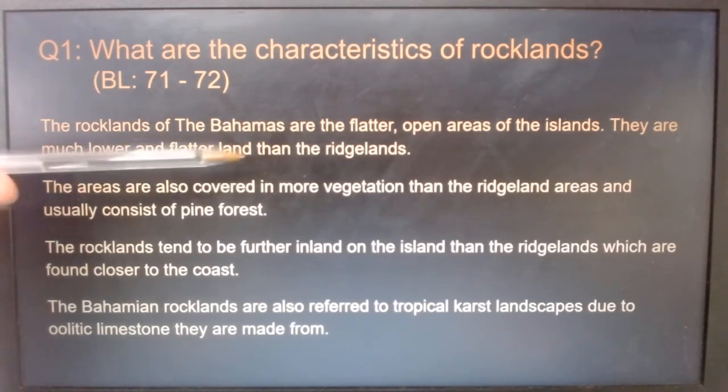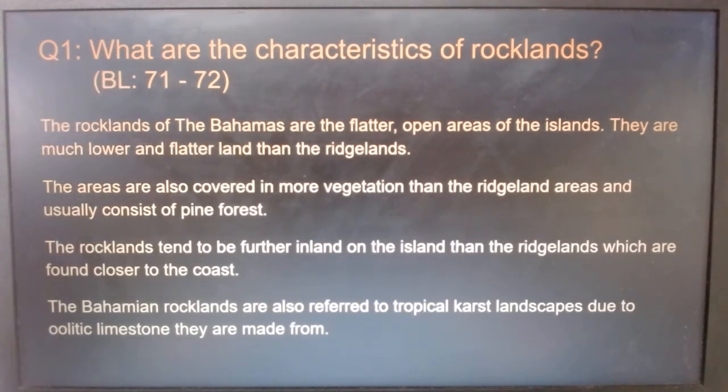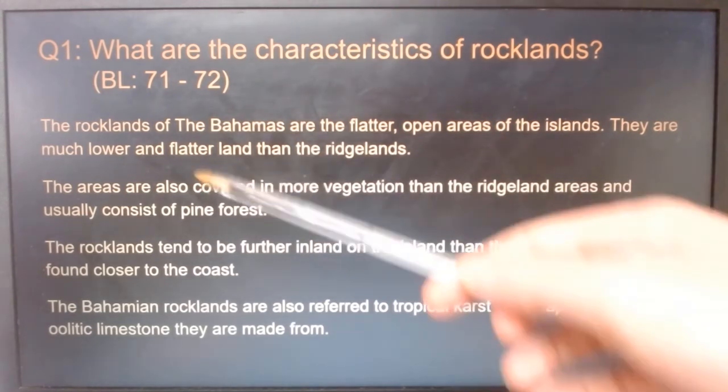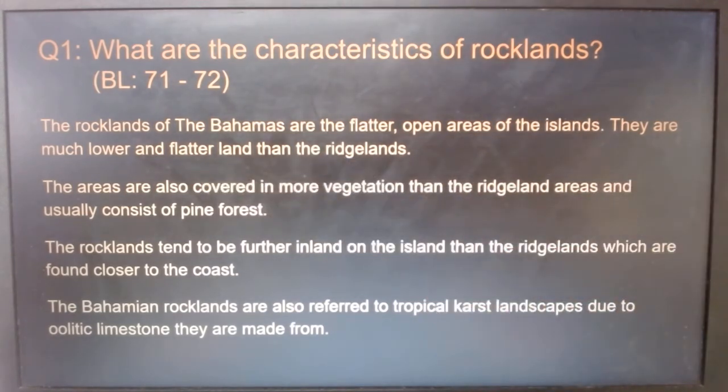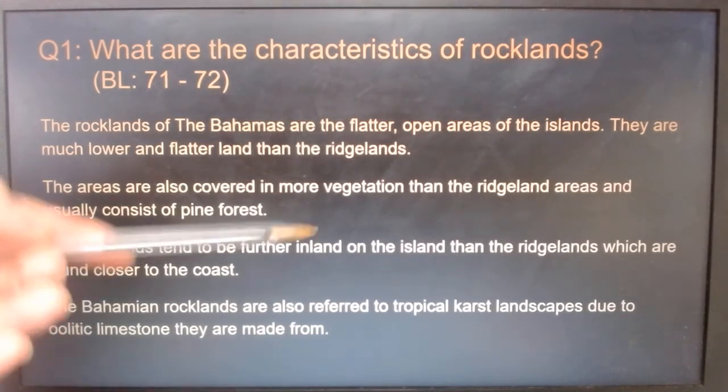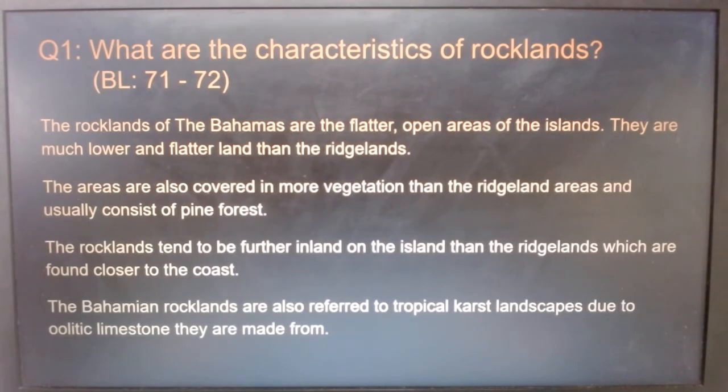Rocklands of the Bahamas are flatter, open areas of the islands. They're much lower and flatter land than the ridgelands. So that's one aspect of them. The areas are also covered in more vegetation than the ridgeland areas and usually consist of pine forests. So they're flat, large expanses. You could also say they have blue holes within them. The rocklands tend to be further inland on the island than the ridgelands, which are found closer to the coast.